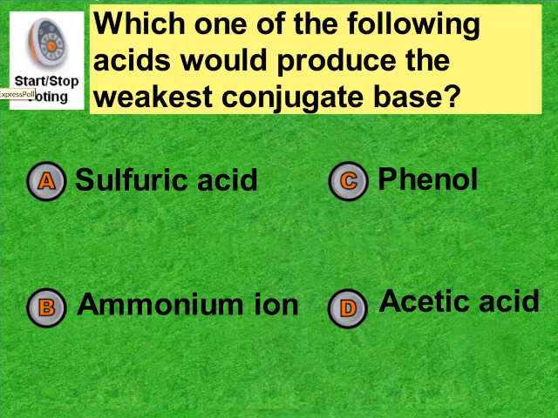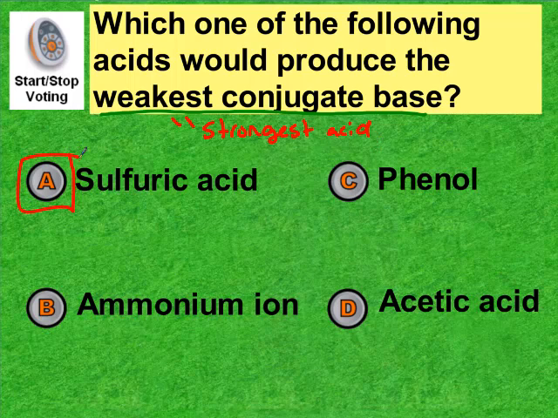So which one of the following acids would produce the weakest conjugate base? Well, the weakest conjugate base would come from the strongest acid. Of these 4, the only one that's a strong acid is A, so A must produce the weakest conjugate base.